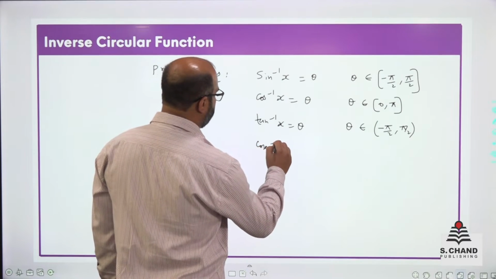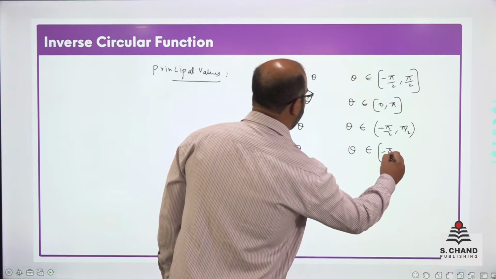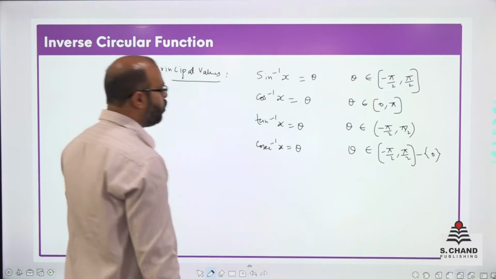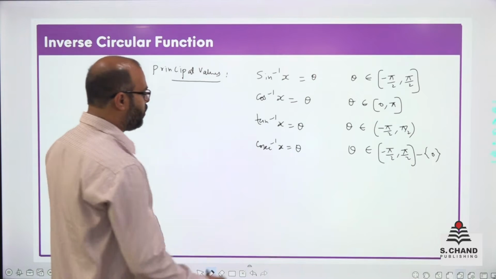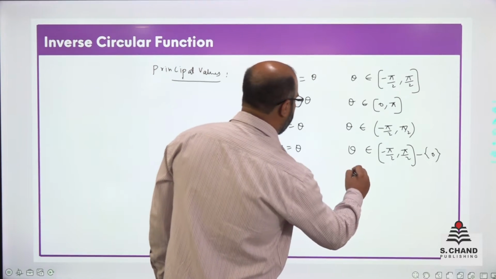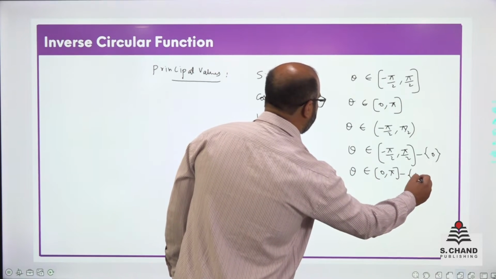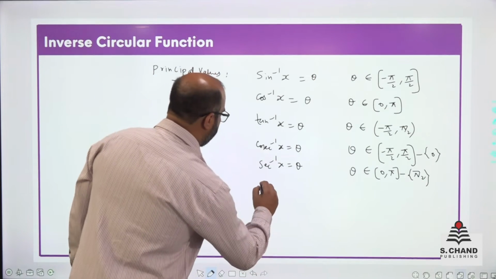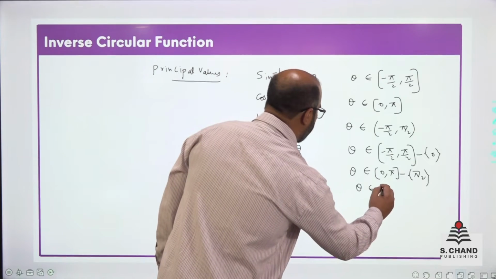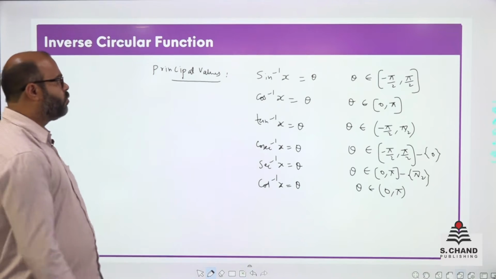Cosec inverse x is equal to theta will give you an angle from minus pi by 2 to pi by 2 except 0, because at 0 cosec 0 is not defined. Sec inverse x is equal to theta will give you an angle from 0 to pi except at pi by 2, and cot inverse x, for the continuity, we take it from 0 to pi open interval. So these are the principal values.